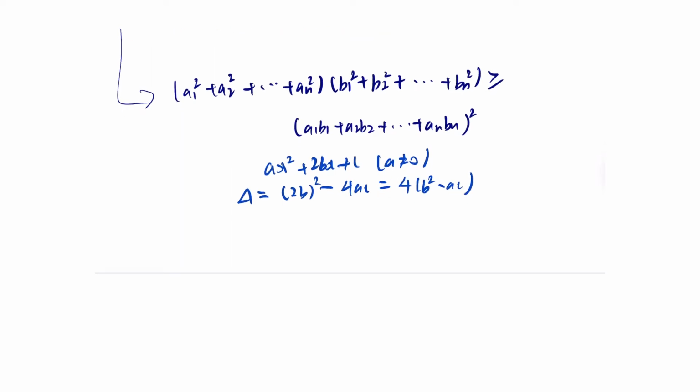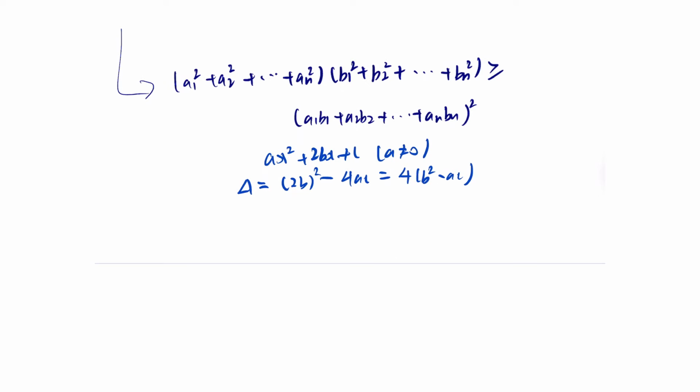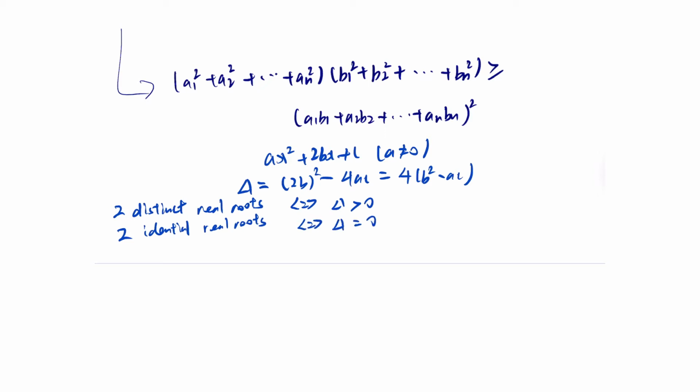But we know that if the roots of this polynomial are real and distinct, so two distinct real roots, this will give us a delta larger than 0, and two identical real roots will give us a delta equal to 0. And we know that if the roots are not real, so no real roots, this will give us a delta smaller than 0.